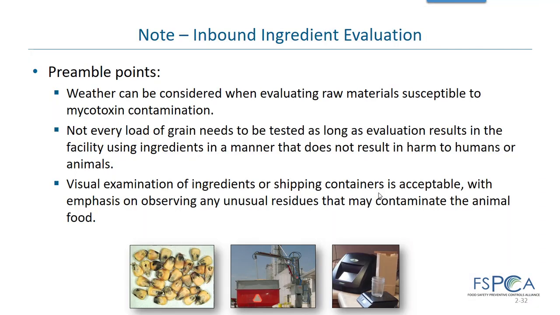A couple of points from the preamble when it comes to inbound raw ingredients. Weather can be considered when evaluating raw materials that are susceptible to mycotoxin contamination. So yes, we should inspect them. Yes, we should make a decision of whether they are adequate for use or appropriate for use, but we can also consider the region that those raw ingredients came from and what kind of weather patterns have been happening that might increase or reduce the likelihood of mycotoxin contamination.